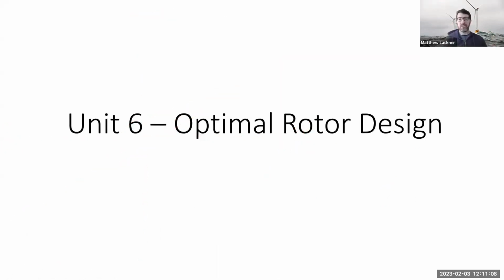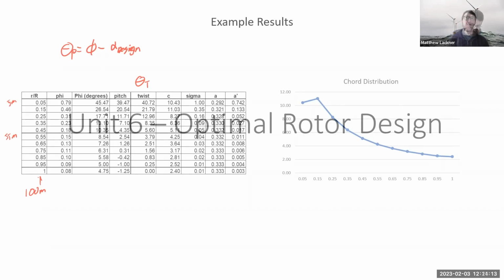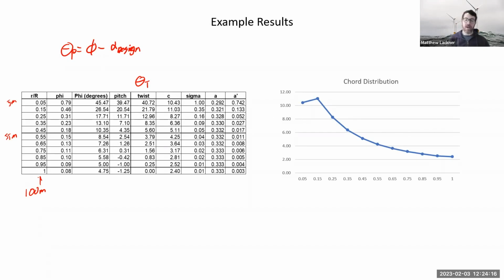All right, this is Unit 6. And in this unit, we'll use the BEM equations to design an optimal rotor blade. Again, these are values for a modern wind turbine that spins fast with a lambda of 8.